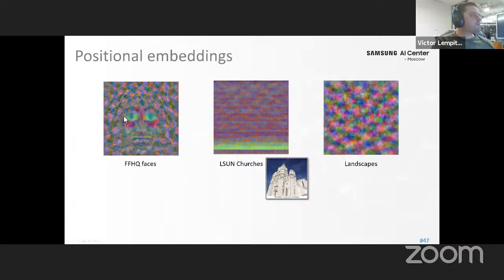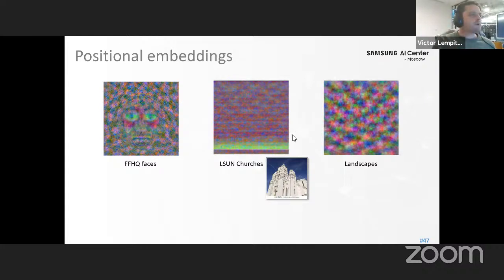It's interesting to see the positional embeddings learned in this model. This one is for faces, and it reflects the fact that faces in FFHQ are all aligned. These are for churches, and this part here, I think, corresponds to the results of the watermarks, and this is a landscape positional embedding. They're high dimensional, but for each position we show the first 3 PCA coordinates.